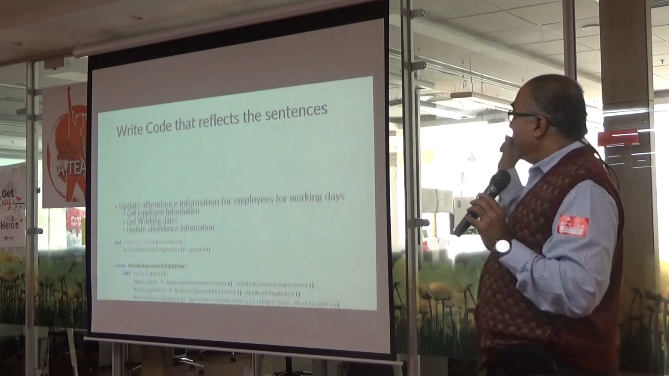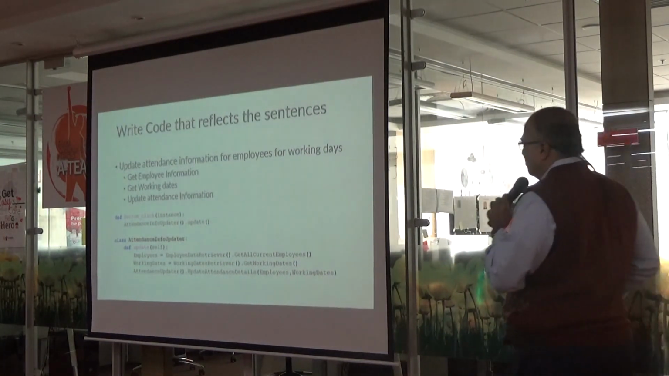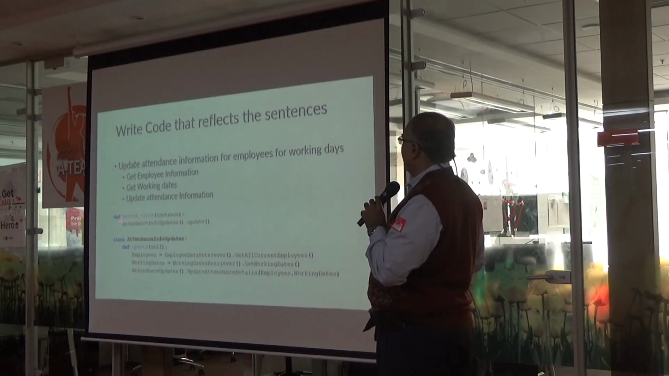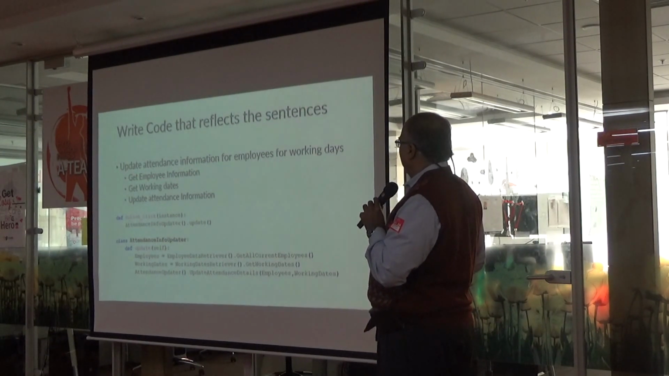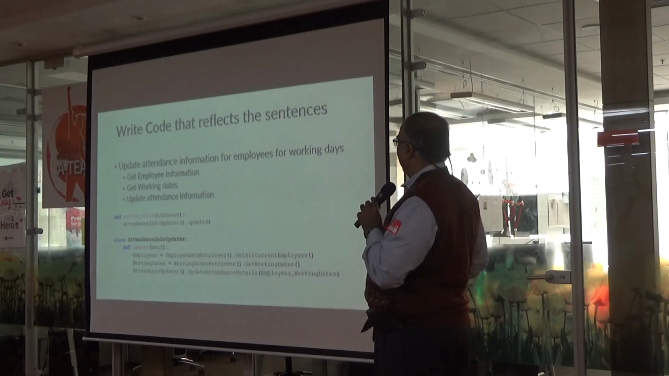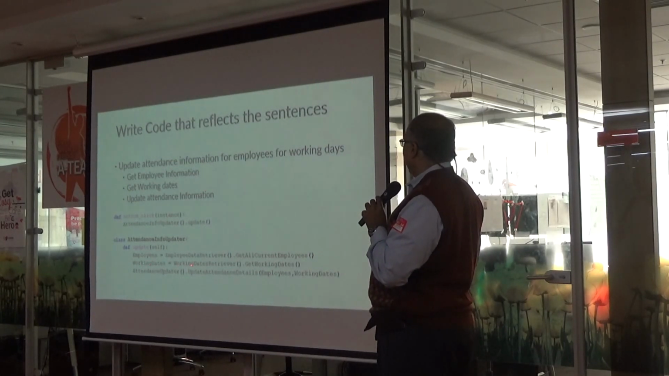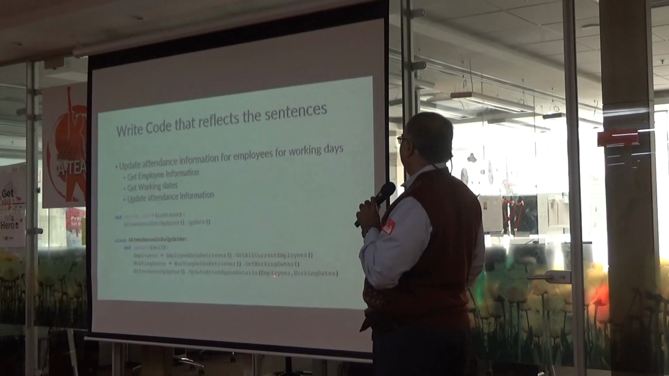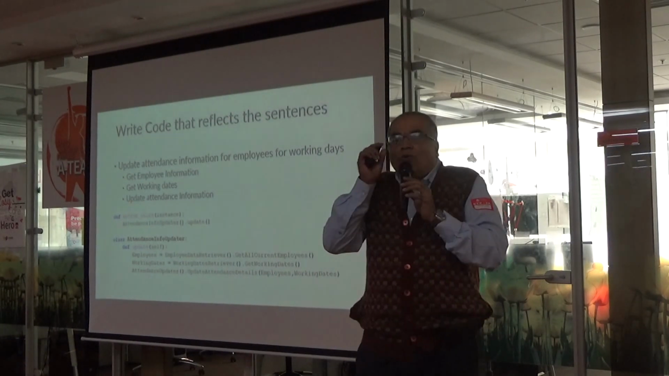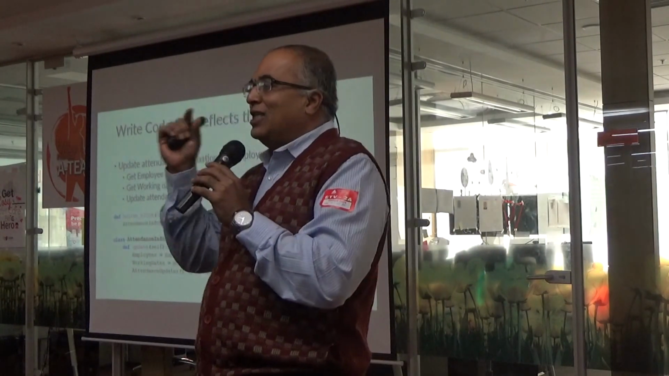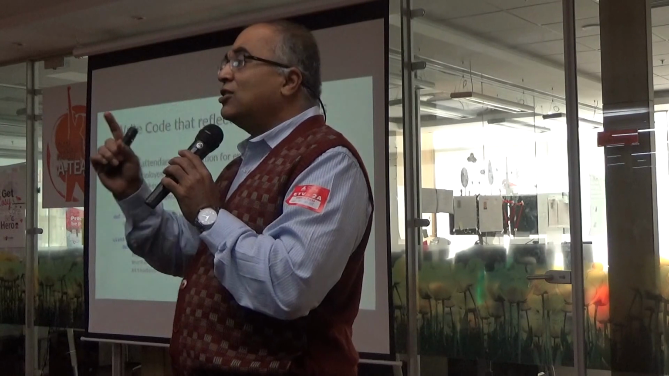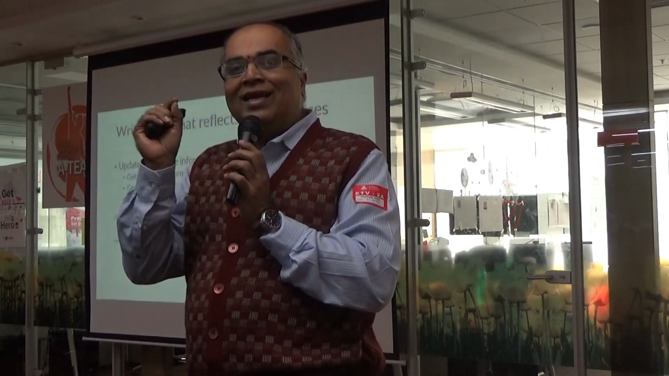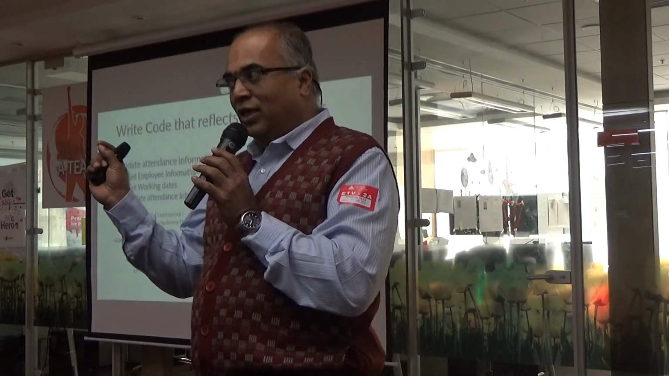Once you do that, write code that reflects the sentences. So let's look at that. If you see update attendance information, attendance info updater, get employee information, employee data retriever, get all current employees, get working dates. Working dates is equal to get working dates. Update attendance information, attendance updater, update attendance details for employee and working dates. The structure of your code has to match the sentences. You should not think in ifs and loops. Write in plain English what you're going to do, and write code.